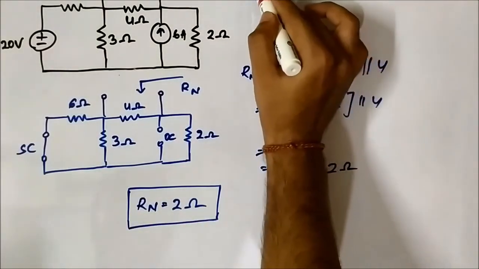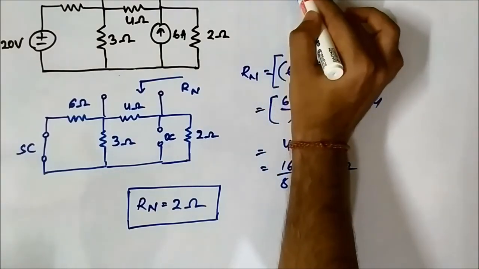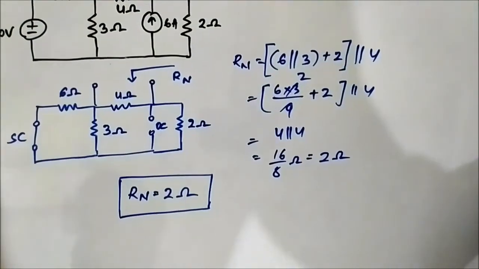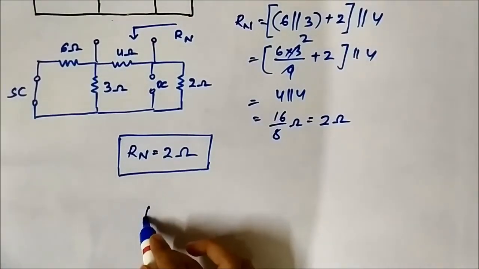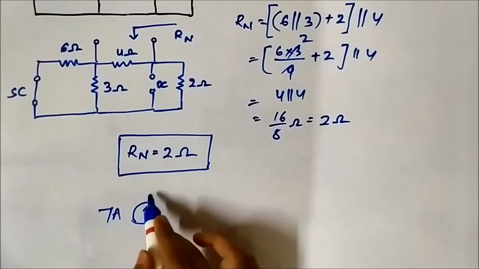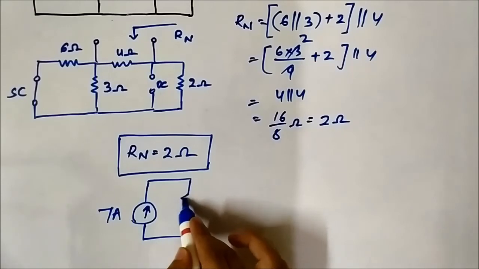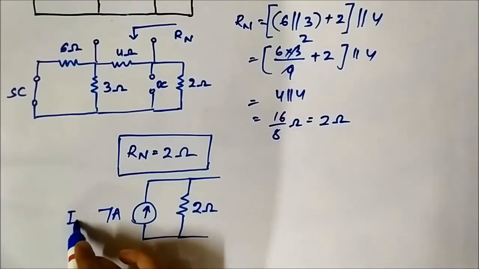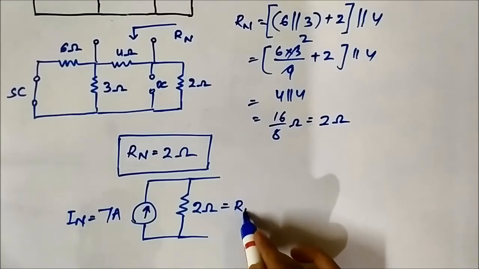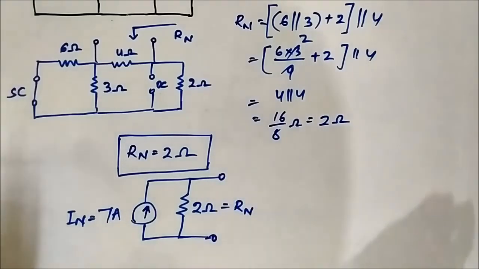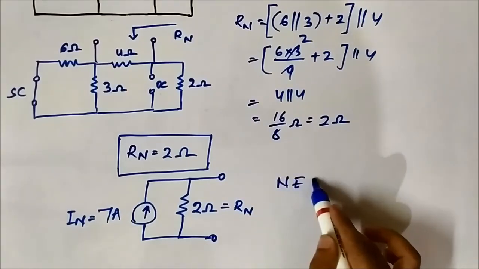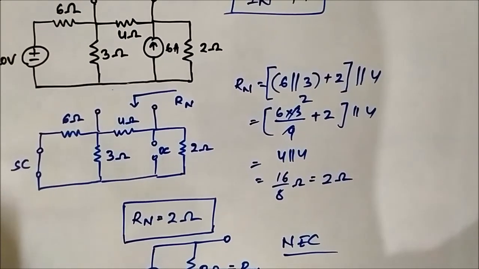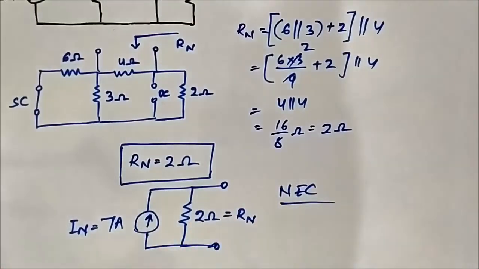So we already calculated IN is equal to 7 ampere, and RN is 2 ohm. So the Norton equivalent circuit will simply be 7 ampere, the Norton current, with the Norton equivalent resistance in parallel with it, which is 2 ohm. This is IN and this is RN. So this is the Norton equivalent circuit. This is the sixth question related to application of Norton's theorem. So this circuit, its Norton equivalent is this.